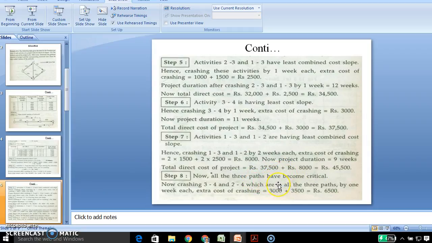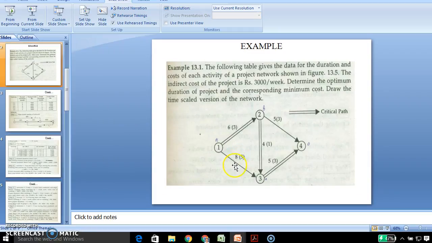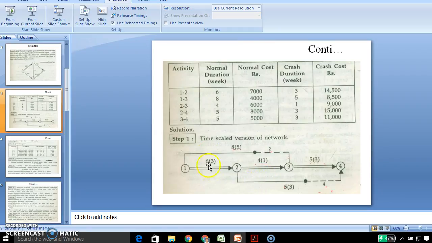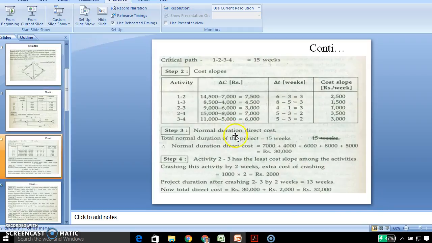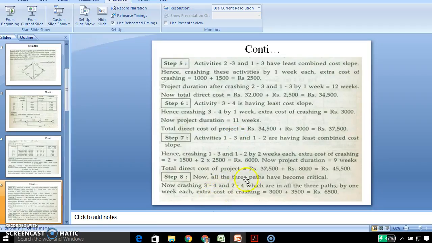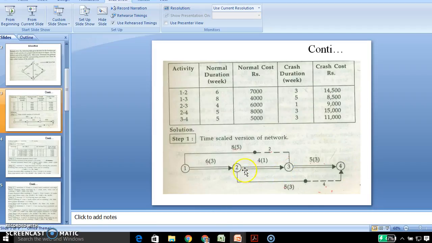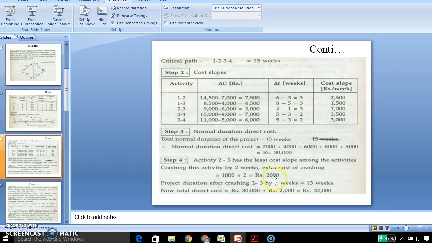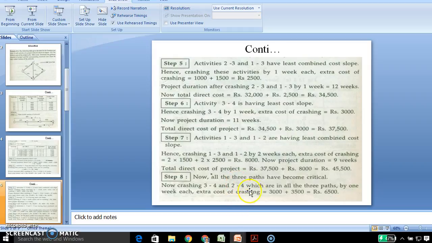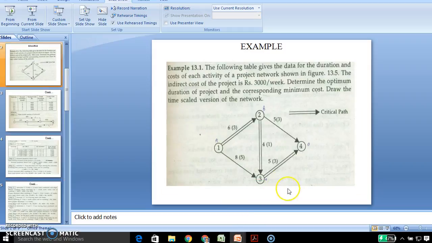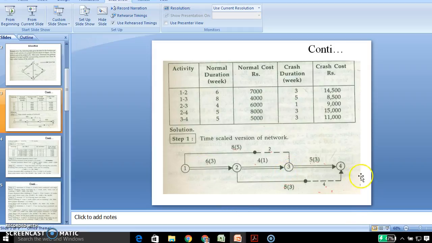Now all the paths have become critical: 1-2, 1-3, 2-3, 2-4 and 3-4. Now we should finally crash activities 3-4 and 2-4, which means crashing 2-4 and 3-4 together.